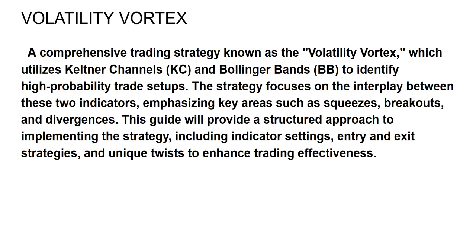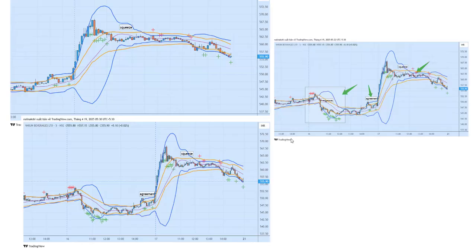It will provide you a structured approach to implementing the strategy, including indicator settings. I'm going to tell you about the indicator settings, entry and exit strategies, and unique twists. There will be unique twists also to enhance trading effectiveness. So this strategy is called the Volatility Vortex Strategy, combined with Keltner channel and Bollinger Bands.